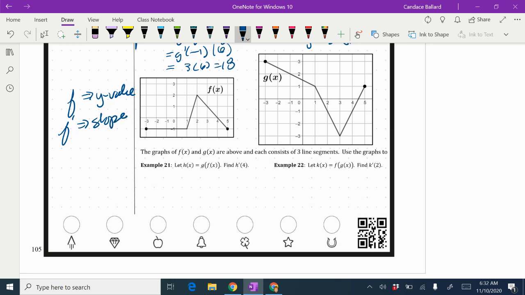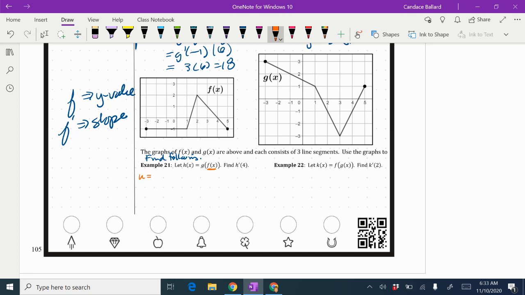All right, so we have the graphs f and g above, which each consist of 3 line segments. Use the graphs to find the following. Apparently I cut something off. So again, I'm looking at my inner function, my outer function, because I have the chain rule. I definitely have an inside function, so I have the chain rule going.